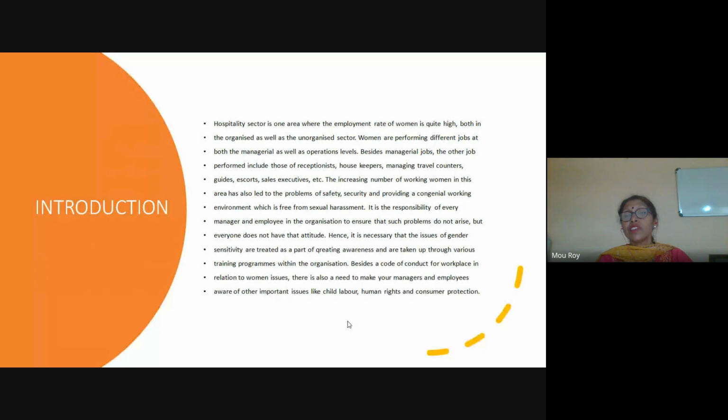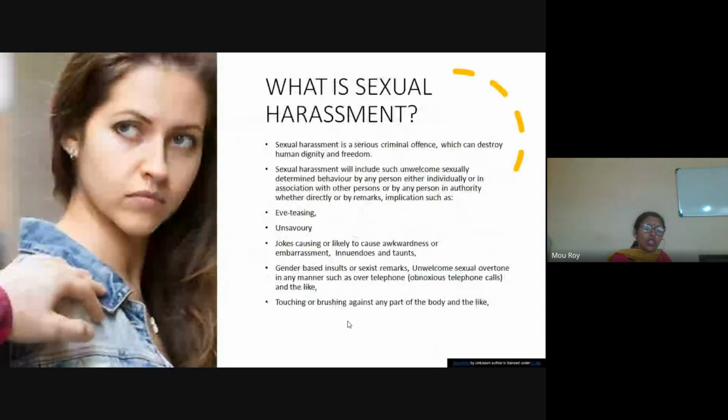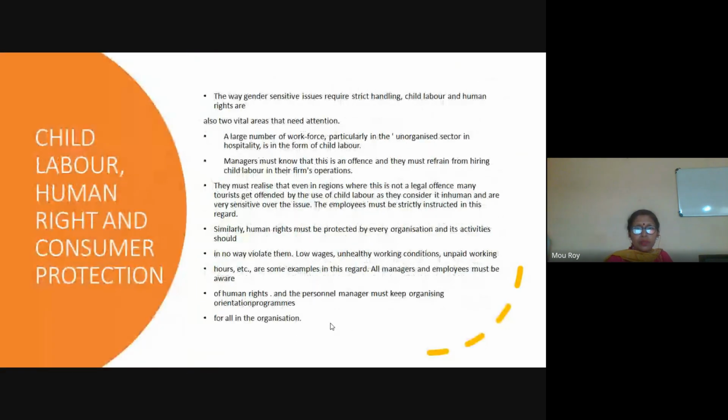Now, the increasing number of working women in this area has also led to various issues, especially safety and security. Utmost important, you can say, is the safety and security.